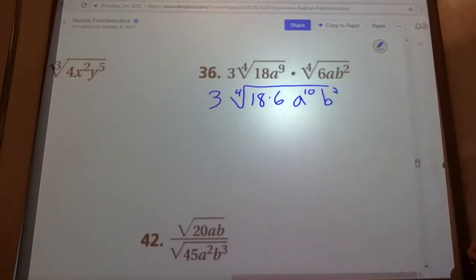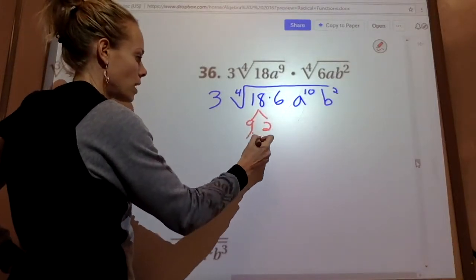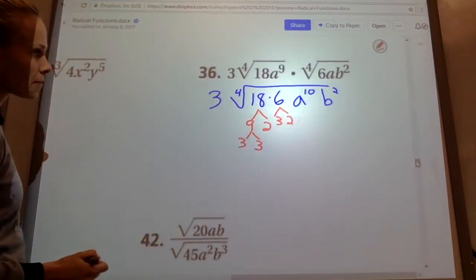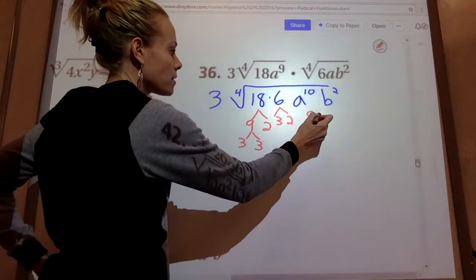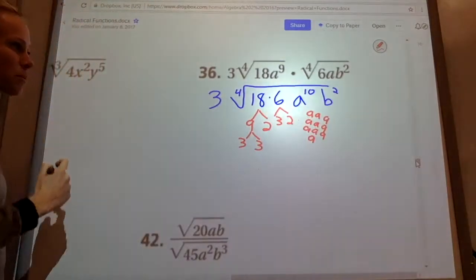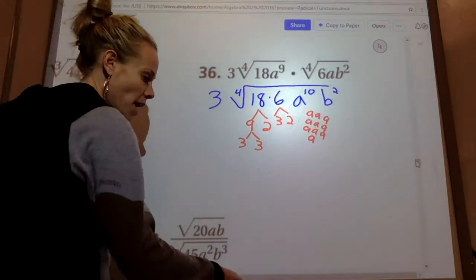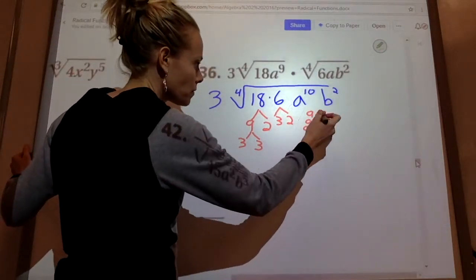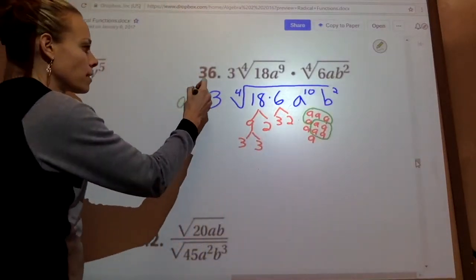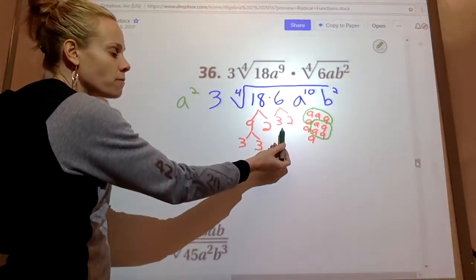B squared. Okay, so let's find my groups of 4. We need to break down 18. 9 and 2, and 9 is 3 and 3. 6 is 3 and 2. I have 10 a's and 2 b's. So what do I have? I need groups of 4. Do I have any groups of 4? 2 a's, good. Because here's a group of 4, and here's a group of 4. I could take out 2 a's. Anything else? No. I don't have any. I have 3 3's, but I need 4 3's.